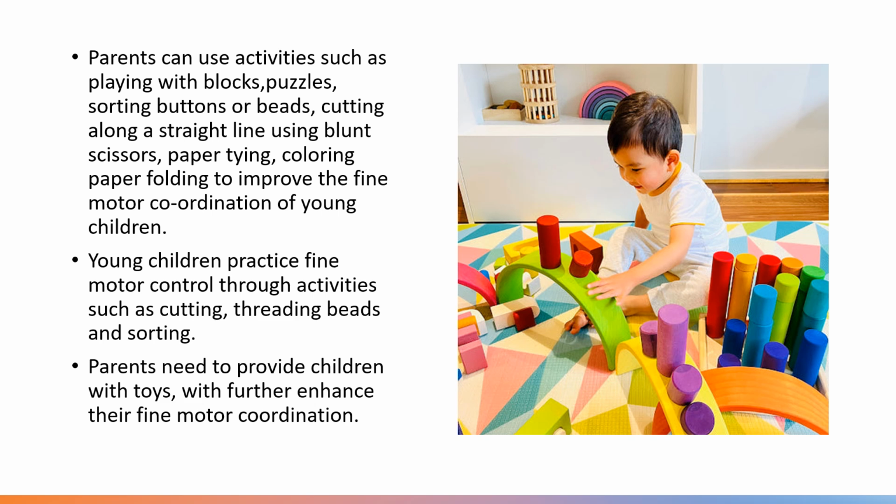Can our parents support our younger ones at home to develop their physical development appropriately? We can use activities like playing with blocks. We can give children some blocks, some puzzles, or sorting buttons or beads, or cutting along a straight line using blunt scissors, paper tying, coloring paper, folding to improve the fine motor coordination of young children. If they are given all these types of things, their eye-hand coordination is improving.